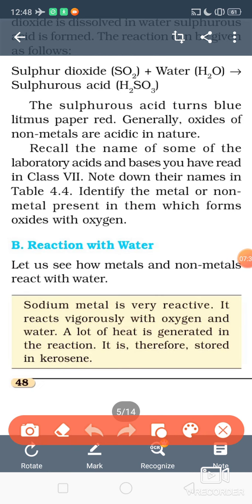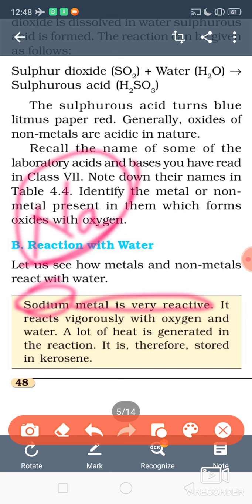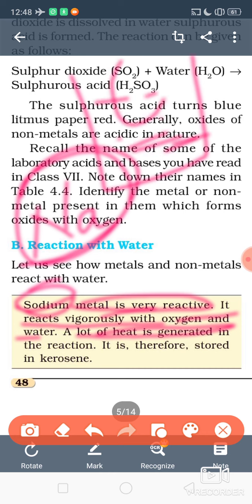Now one more thing, sodium is also a metal, and it is very reactive. What is the symbol of sodium? Na, a capital N and a small a. This is the symbol of sodium. Sodium metal is very reactive, and it reacts vigorously with oxygen and water, and in the reaction a lot of heat is produced. When a piece of sodium is kept in water, what will happen? Too much heat will be liberated.